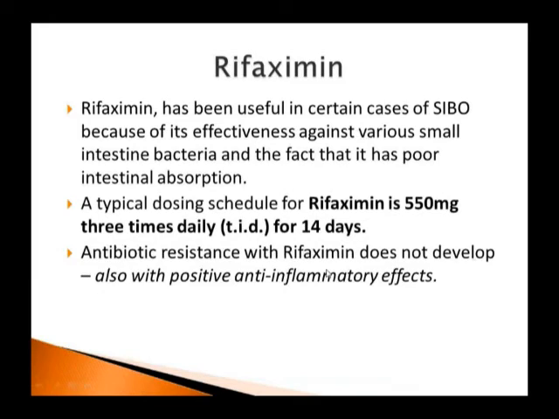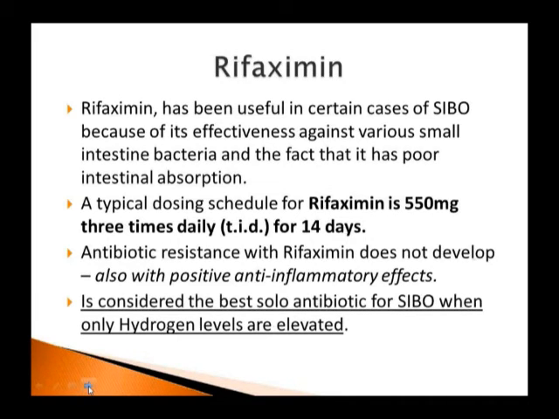A typical dosing schedule for rifaximin, this would be for adults, 550 milligrams, 3 times daily for 14 days. Now, in my experience and the way things are moving, unfortunately, with our medical system, this medication is not as easy to get as we would hope, and it can be quite expensive if insurance doesn't pay for it. But it is something quite effective for small intestinal bacterial overgrowth from an antibiotic standpoint. It actually is considered the best solo antibiotic for bacterial overgrowth when only the hydrogen levels show up high on a hydrogen breath test. So if you do a hydrogen breath test and only the hydrogen levels show up high, this is your guy.